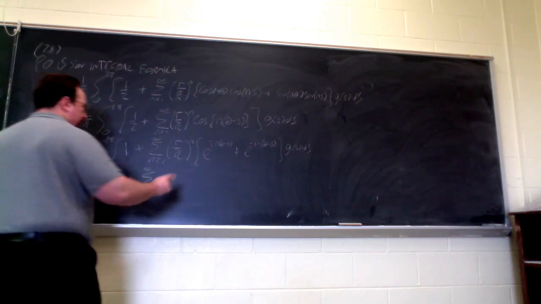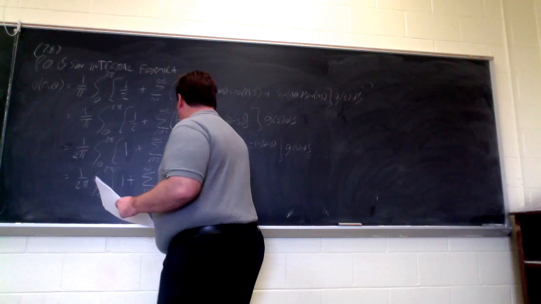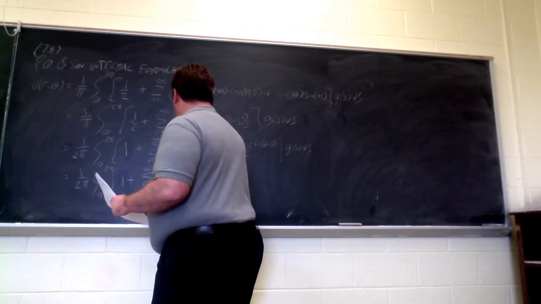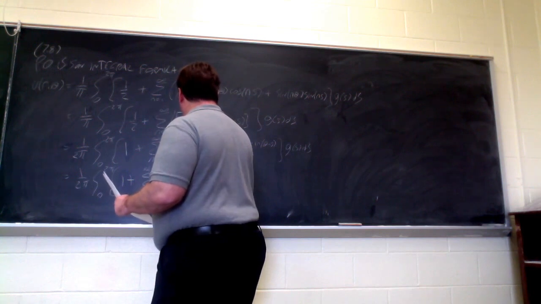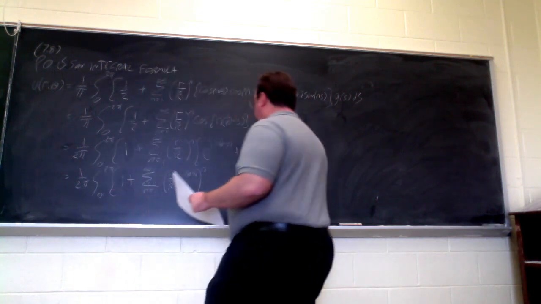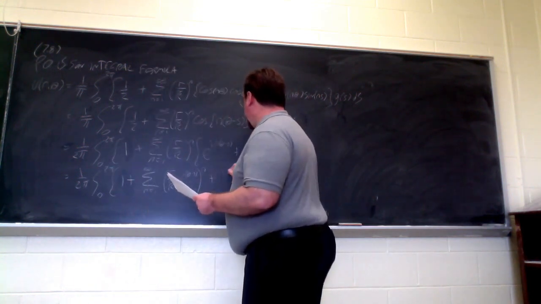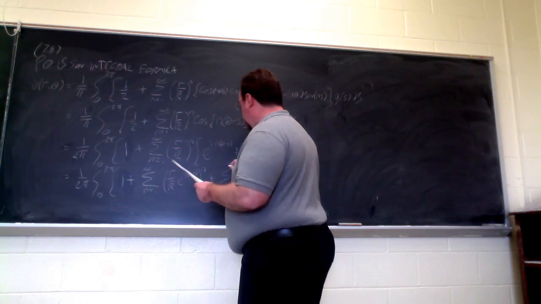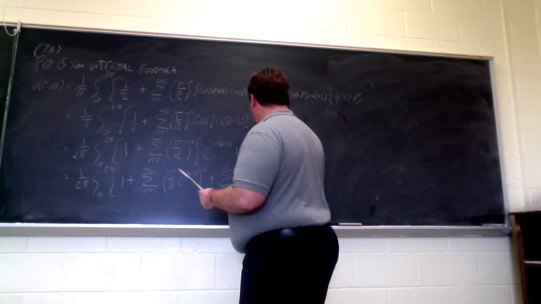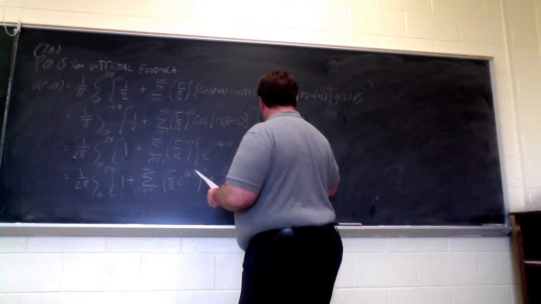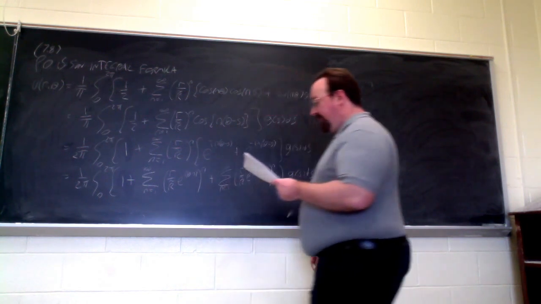I'll write this as 2 separate sums. So I'm going to have r over r tilde e to the i theta minus s, all raised to the nth power, plus a separate sum, r over r tilde e to the minus i theta minus s, all raised to the nth power.